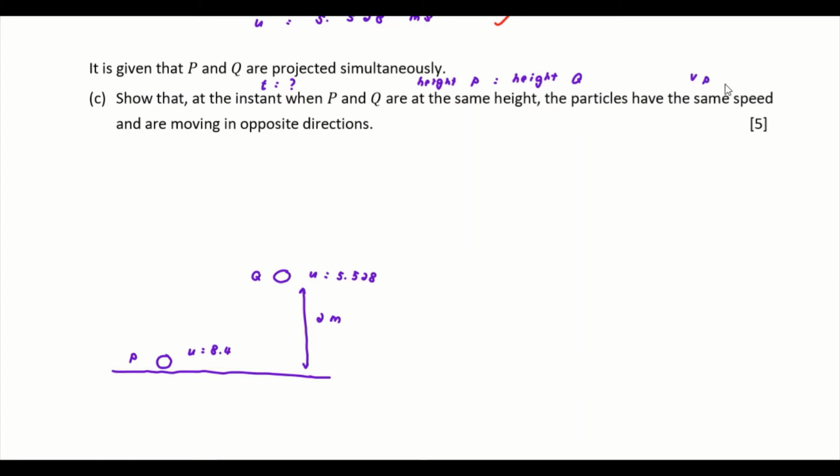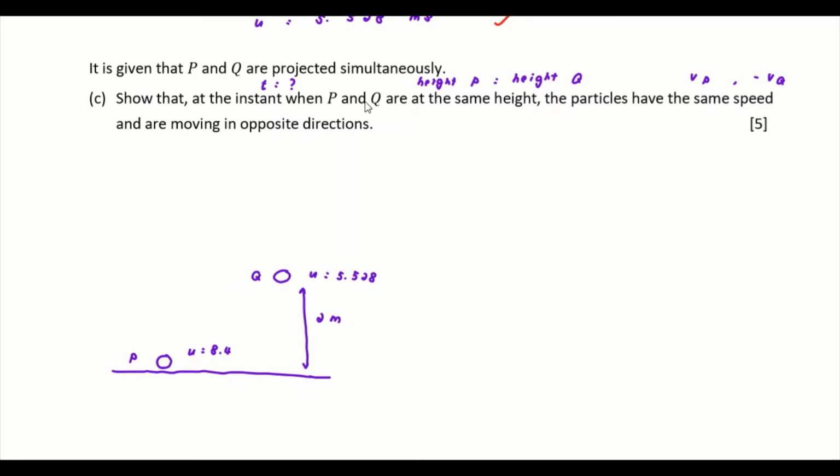So that means Vp is going to be equal to negative Vq. That's the idea, right? For example, 1 and negative 1. Same magnitude and different sign, which means different direction. That's what we want to find. By having the same height, we can find the time. By looking at the time, we can find the speed, so we prove that they have the same speed. Okay, so let's solve the first thing first.